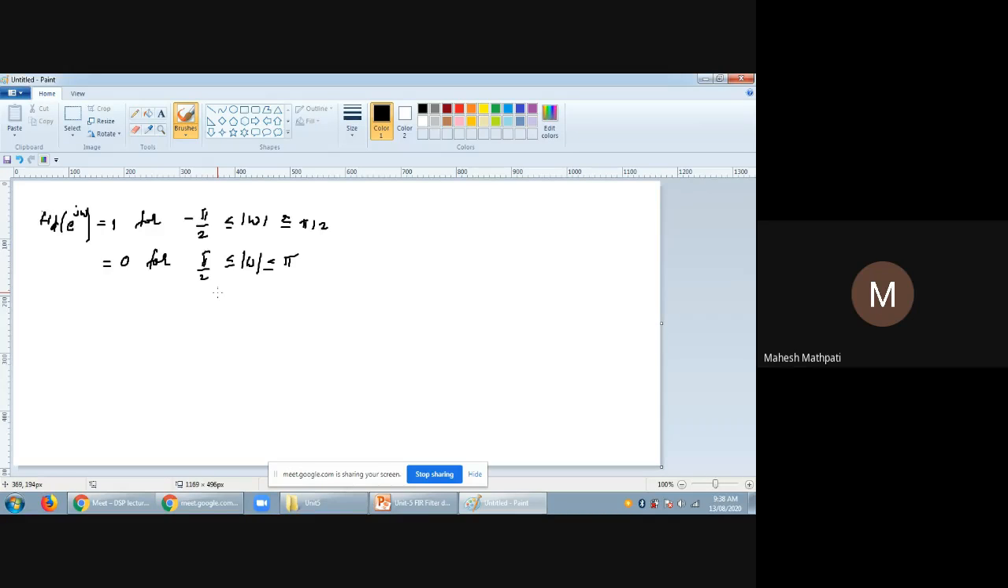Find the values of h(n) for N equals 11. Find H(z) and plot the magnitude response.